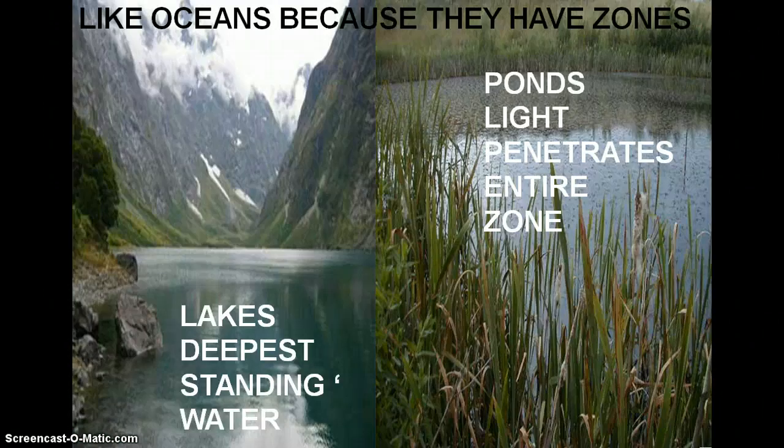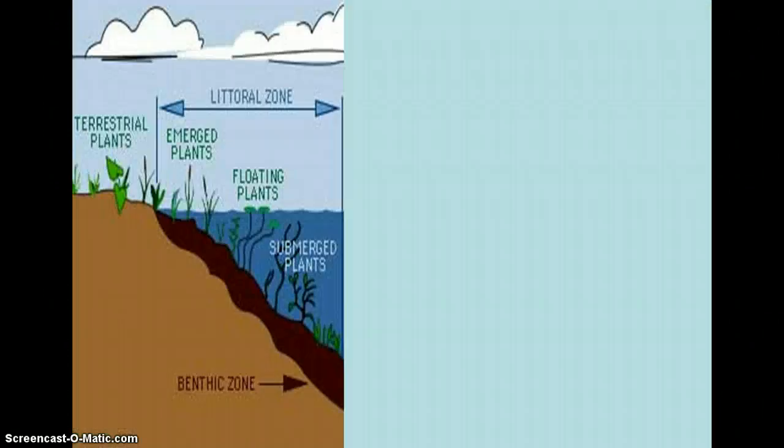So let's name the zones. On the previous slide, it said light penetrates. So we're going to do lake zones, okay? A lake has depths, so we can name zones. Just like in the marine environment, I'm going to name horizontal zones first, and then the vertical zones. So the littoral zone, think of lit or light, near the shore. I guess that's an easy way to remember.